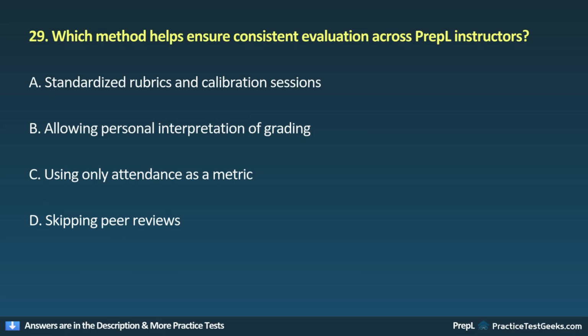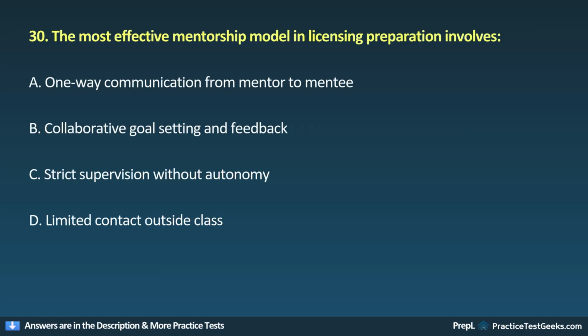29. Which method helps ensure consistent evaluation across PrepL instructors? A. Standardized rubrics and calibration sessions. B. Allowing personal interpretation of grading. C. Using only attendance as a metric. D. Skipping peer reviews. 30. The most effective mentorship model in licensing preparation involves A. One-way communication from mentor to mentee. B. Collaborative goal setting and feedback. C. Strict supervision without autonomy. D. Limited contact outside class.